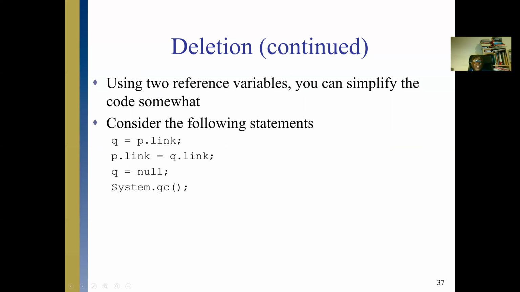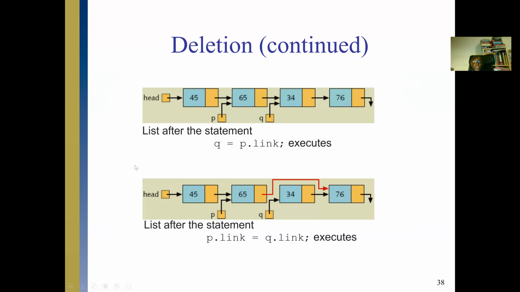You can see we are using the p and q pointers. So we assign the p.link to q, then we assign q.link to p.link. The goal here is to move the q. Then here we make sure that we assign null to the q. So that's the diagram showing the deletion. We assign p.link to q, then q.link to p.link, and that will remove the item 34.